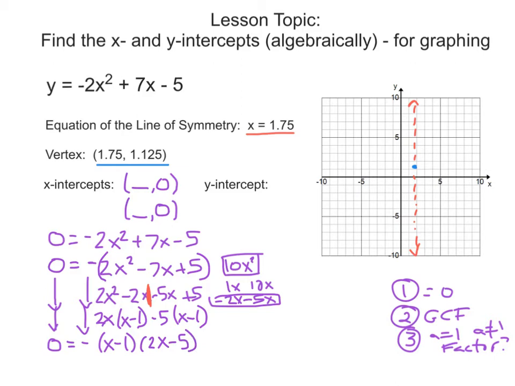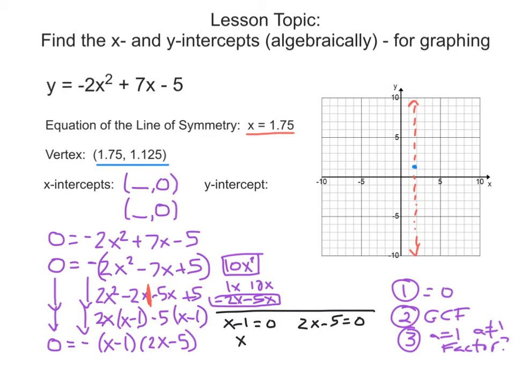So what we have now is the zero product property. The zero product property says if two things are being multiplied together and we get the answer of 0, one of those two things must equal 0. So I'm going to use my space right here, because this is getting a little bit squished here, to do these. So x minus 1 equals 0, or 2x minus 5 equals 0.